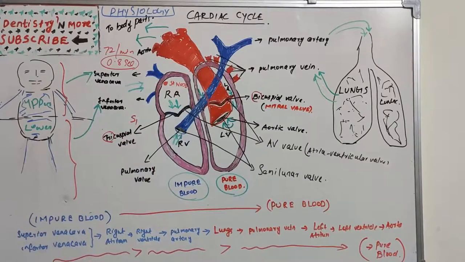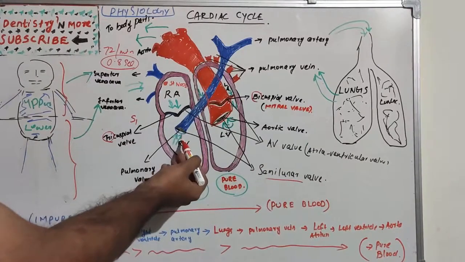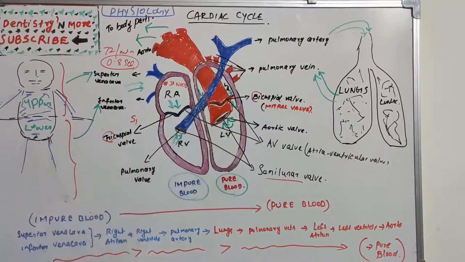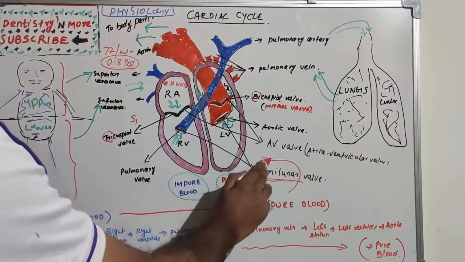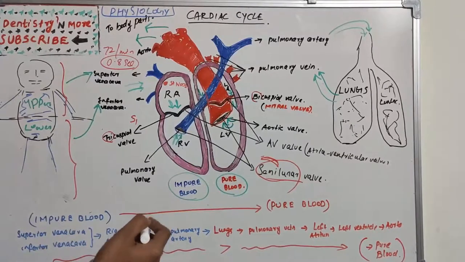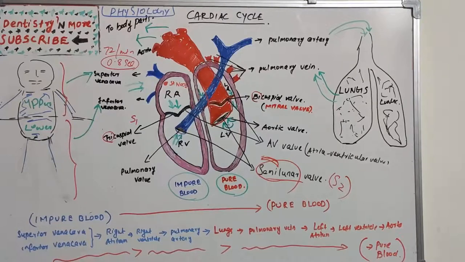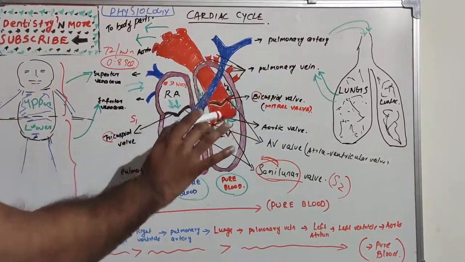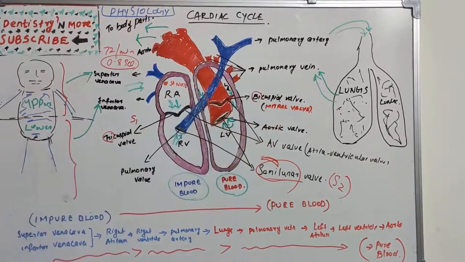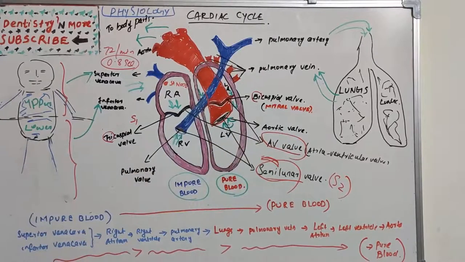Okay, so the next valves are the semilunar valves. The semilunar valves are present between right ventricle and pulmonary artery and between left ventricle and aorta, and have this particular semilunar shape. Okay, so these valves have a significant role in the second heart sound. That all we'll be seeing in the next session. The bicuspid valve, which is present between left atrium and left ventricle, is also known as mitral valve. Atrioventricular valve is another name for tricuspid and bicuspid valves. So that is about the valves and the veins and arteries.